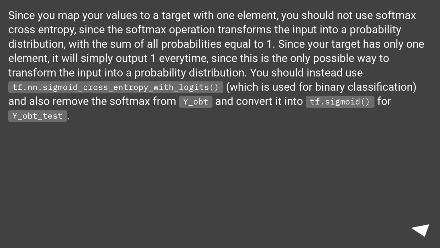Since you map your values to a target with one element, you should not use softmax cross-entropy, since the softmax operation transforms the input into a probability distribution, with the sum of all probabilities equal to 1. Since your target has only one element, it will simply output 1 every time, since this is the only possible way to transform the input into a probability distribution.